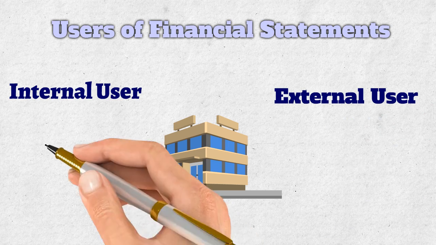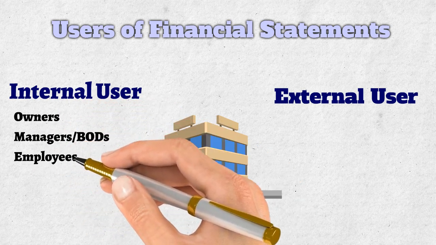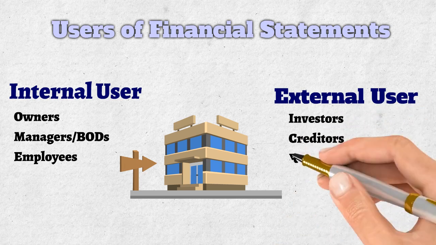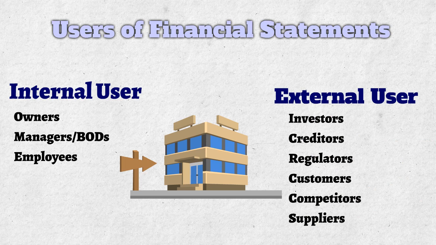So internal users include the owners, managers, board of directors, and the employees. In other words, internal users are those users that are within the premises of the organization. So any individual or any person who is within the premises of the organization is considered an internal user. But external users are those users that are outside the organization or that deal from outside of the organization. Those external users are the investors, creditors, regulatory bodies or government agencies, customers, competitors, and suppliers. These are your external users.